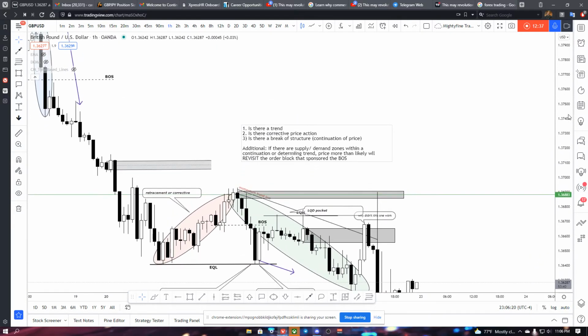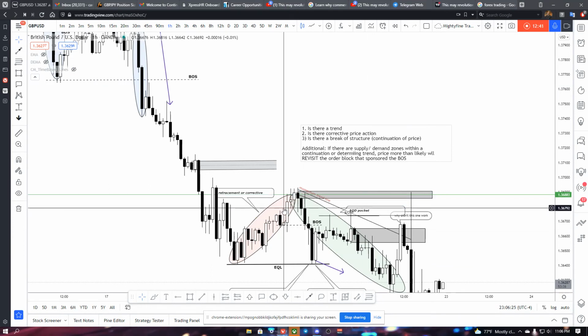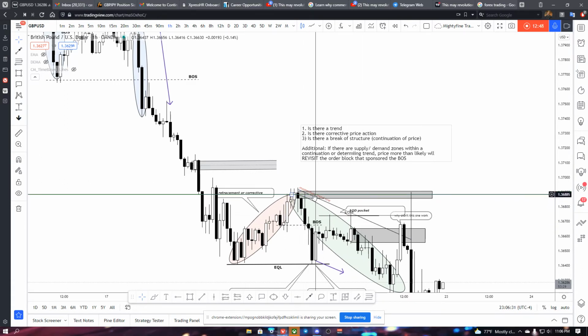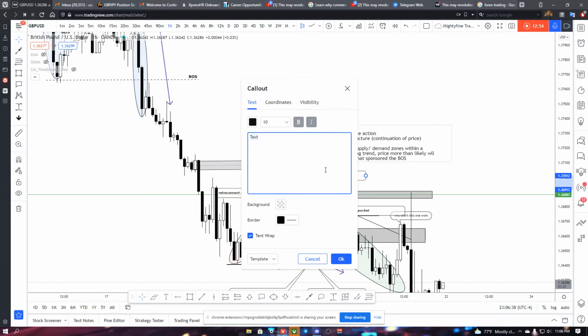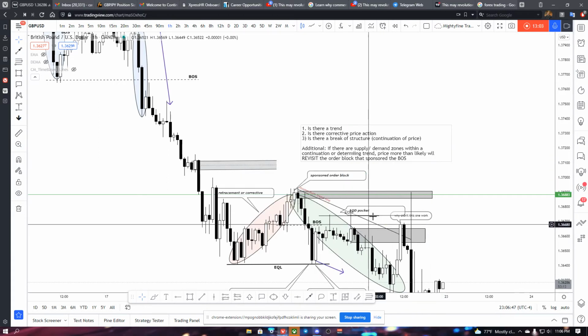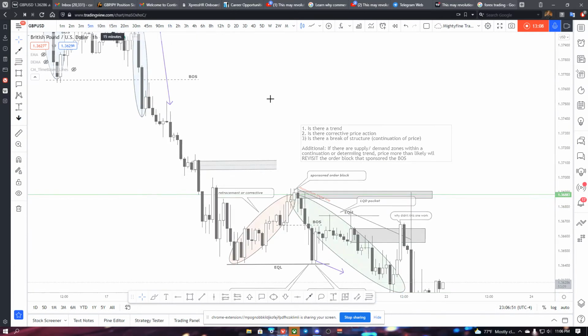Now we can go to a lower time frame to also give us a little more confluence as to why it would make more sense to use the sponsored order block versus the most recent order block. This would be the most recent order block. So let's go down to maybe the 5 minute.